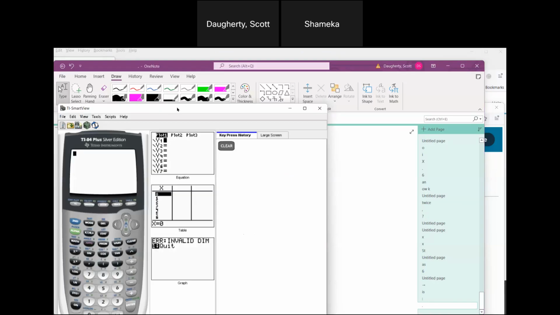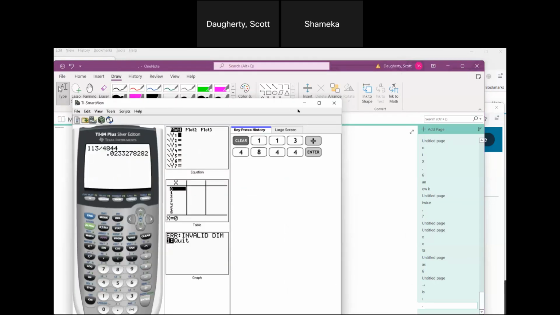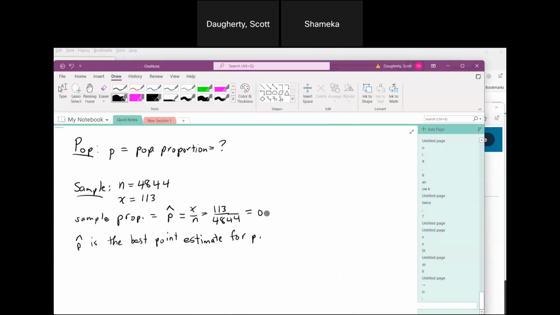113 divided by 4,844 happens to be about 0.0233 if you round it off. So it's about 2%, a little more than 2%. Okay. So what that's telling us is, if you look at the 4,844 people that we sampled, that is the percentage that developed nausea in our sample.